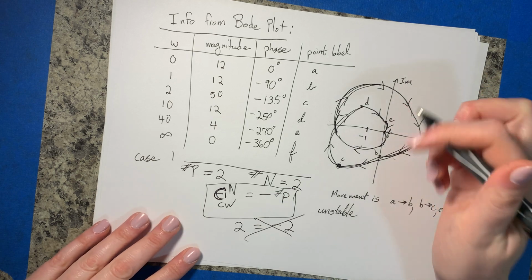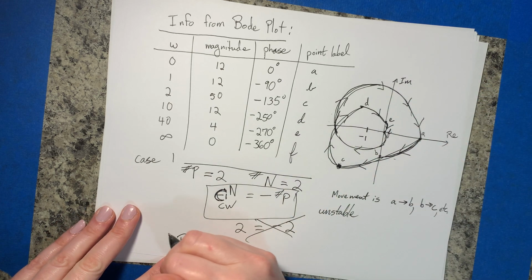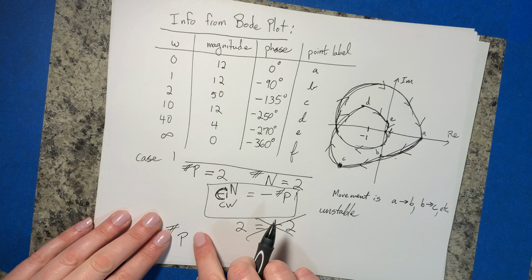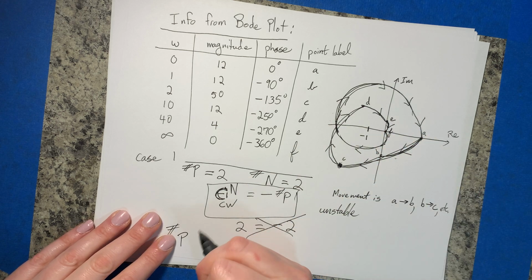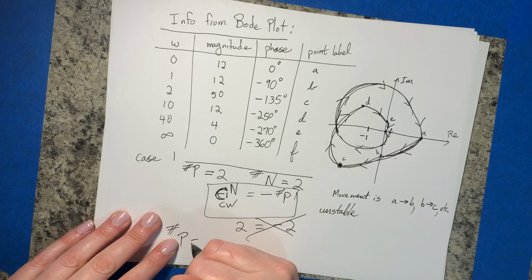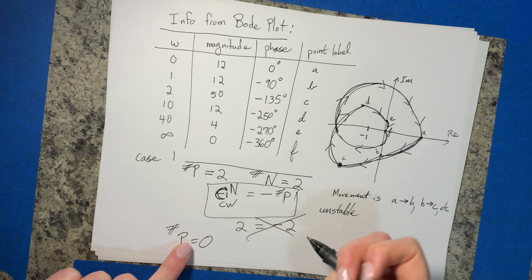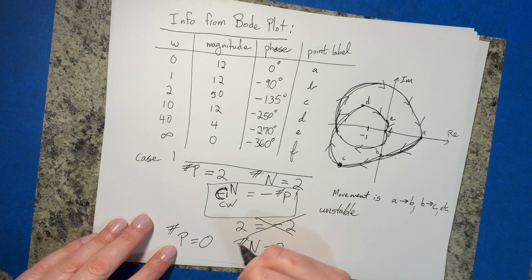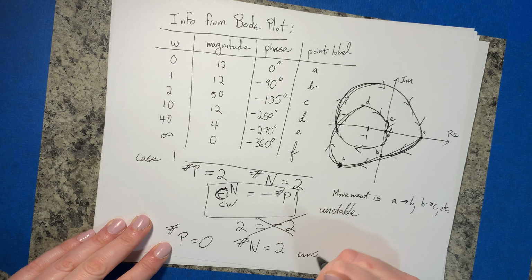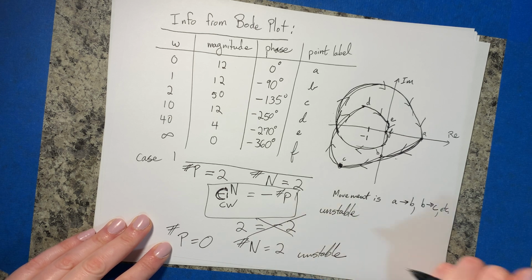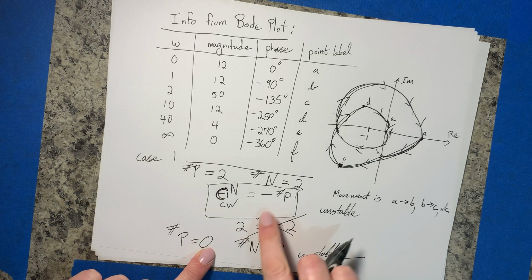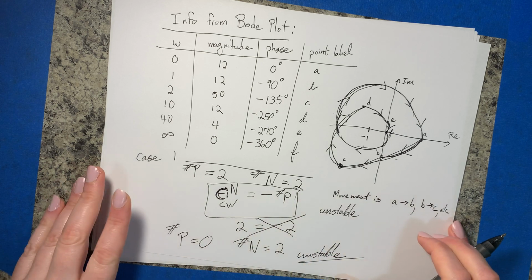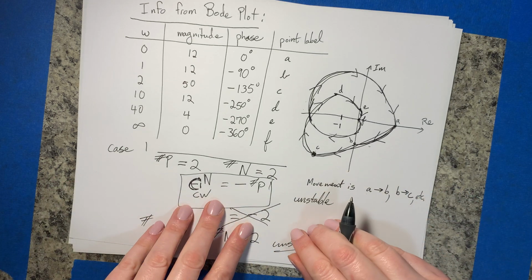All right. So let's also say we have the case where we have no poles in the right-hand plane for the open loop transfer function. So we have P equals 0. Again, this is going to be unstable just by this formula.